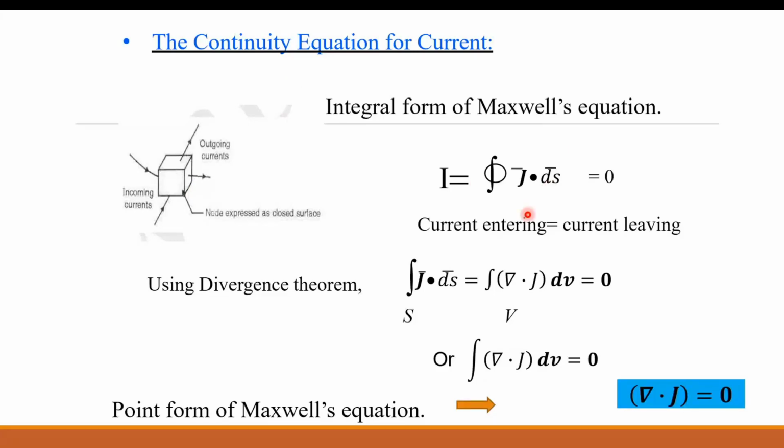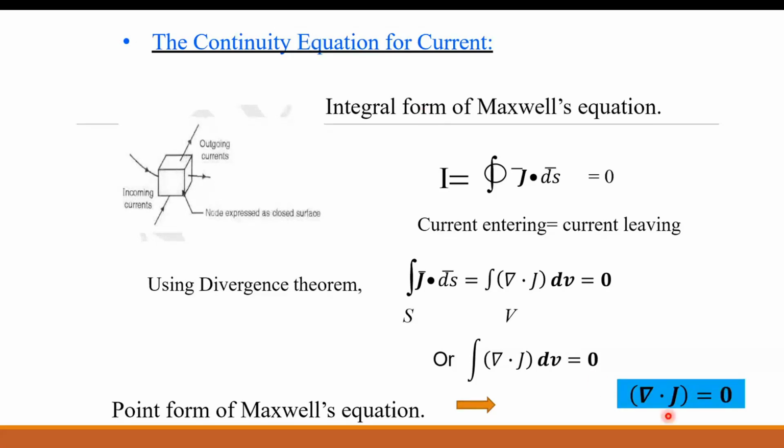So we can use the divergence theorem to convert surface integration into volume integration. So J bar dot ds bar is equal to del dot J into dV is equal to 0. This is volume integration, and hence we can write del dot J is equal to 0. So this is the final fifth equation, the point form of Maxwell's equation derived from the continuity equation. Okay, so this is the integral form and this last equation is the point form.